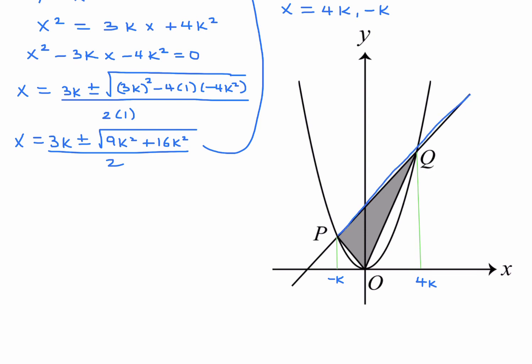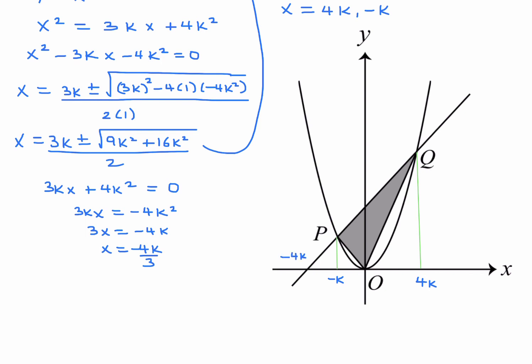So when does this line cross the x-axis? Well, that line was 3kx plus 4k squared, and we want to know when does that equal 0. Well, let's put everything on one side. So 3kx is equal to minus 4k squared. 1k cancels, so 3x is equal to minus 4k. Therefore, x is equal to minus 4k over 3. So this point right here is minus 4k over 3.